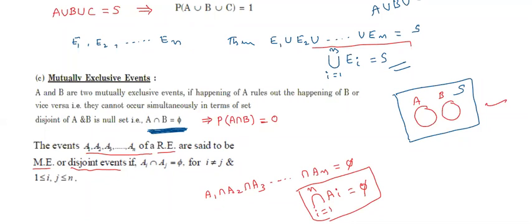In this case, E1, E2, E3, and so on, En are what? Mutually exhaustive events. Exhaustive means the union is the sample space. Mutually exclusive means the intersection is the null set. So remember this point. Okay.